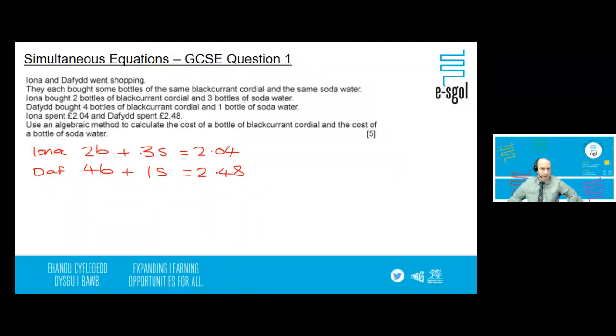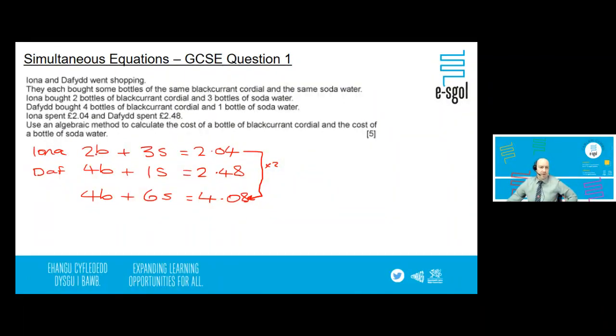Now, looking at the numbers, I've got a 2B and a 4B there, so I could just multiply all of this equation by 2, and that'll give me a 4B in both lines, and I think that's what I'll do. Okay, so if I times that by 2, only the top one I'm going to multiply. I've now got 4B plus 6S, and then £2.04 times 2 is going to give you a value of £4.08, just the workings.